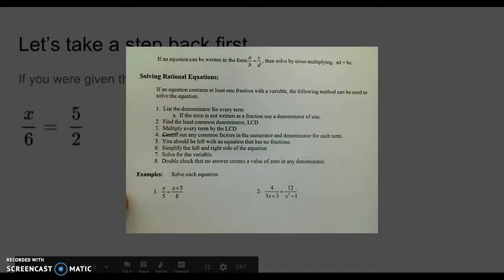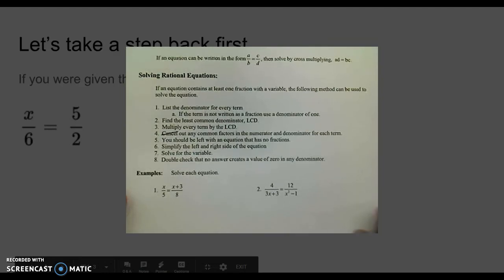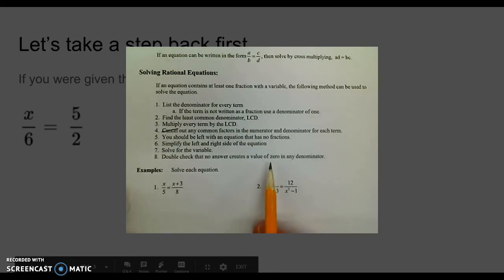So similarly to multi-step equations in Algebra 1, when we multiplied by a common denominator that eliminated the fractions, and we had a more reasonable type of equation that you're used to solving, we're going to get the exact same thing here. And we'll solve for the variable, and then we double check just to make sure that we don't have any values that create 0 in the denominator.